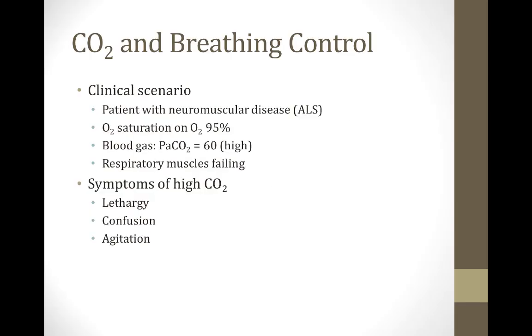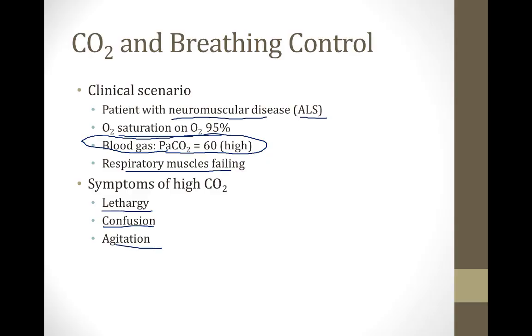Another clinical scenario where the CO2 is useful to monitor ventilatory status is in patients who have neuromuscular diseases like ALS. So if you give oxygen to these patients, you'll raise their oxygen level to the normal range. But on a blood gas, if they have advanced ALS, you'll find that their CO2 is high, like 60, and this means that they're hypoventilating. Their respiratory muscles are failing because of the neuromuscular disease. If you don't treat this, these patients will start to get symptoms of high CO2. They'll get lethargic and confused and agitated, and eventually they can go into a coma and die. And that's why patients whose CO2 level is climbing usually need to be put on mechanical ventilation. And that concludes our module on carbon dioxide.